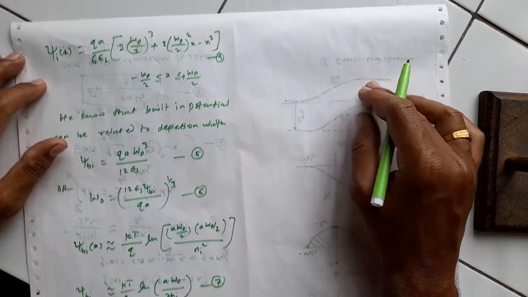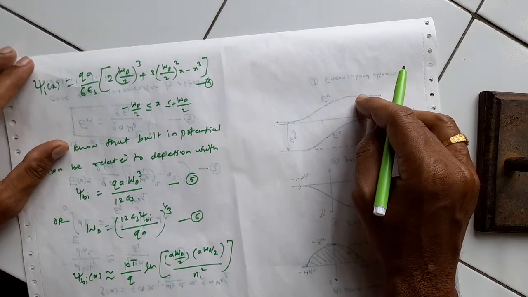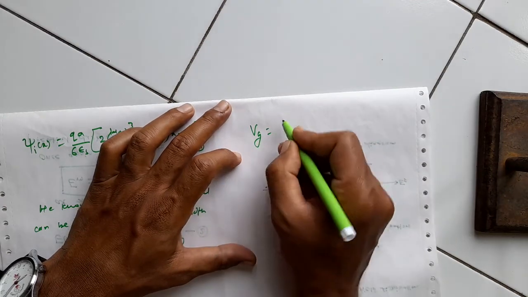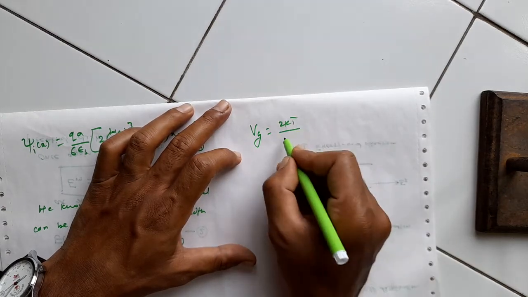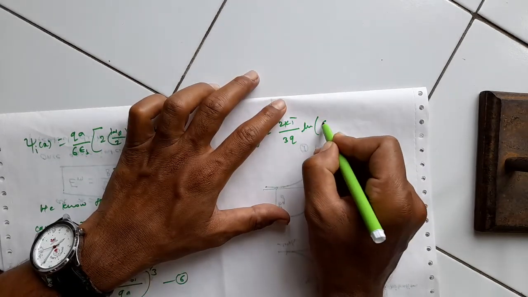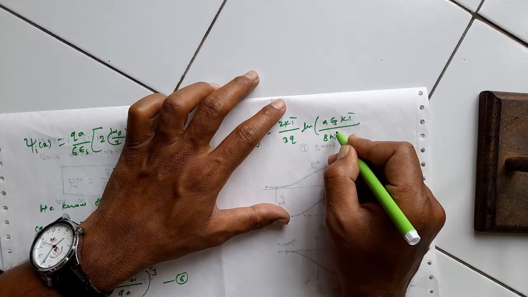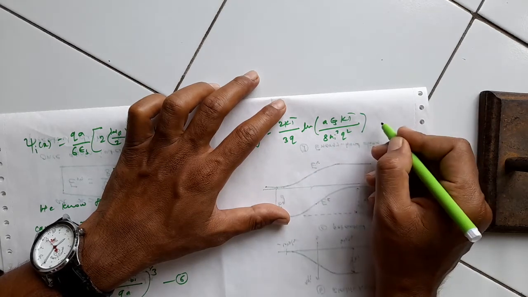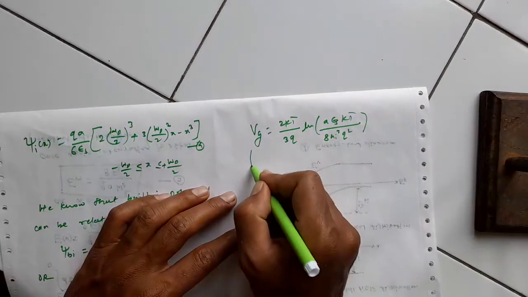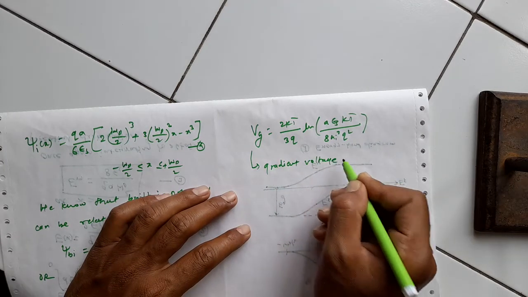Based on an accurate numerical technique, the built-in potential can be calculated explicitly by the expression of the voltage gradient. The voltage gradient phi g is given by the direct expression 2 k T by 3 q ln of a epsilon s k T upon 8 n I cube q square. So this is nothing but the gradient voltage, phi g.